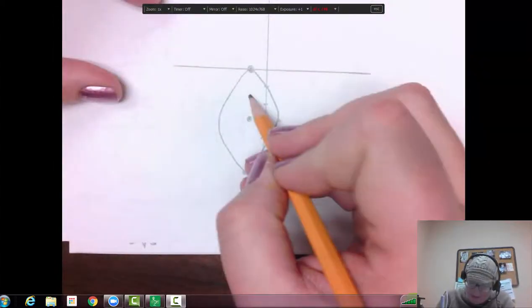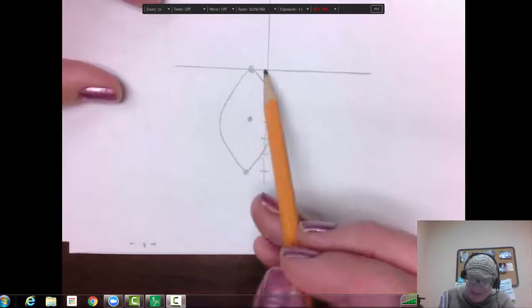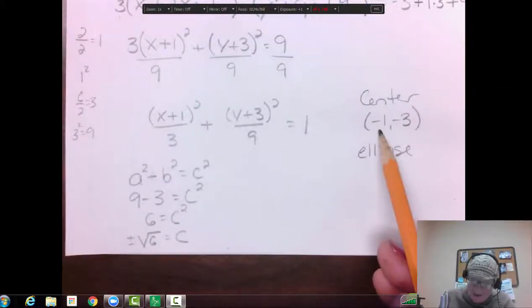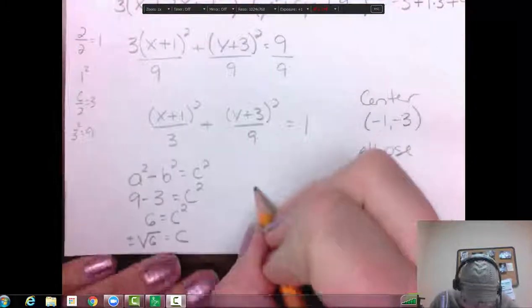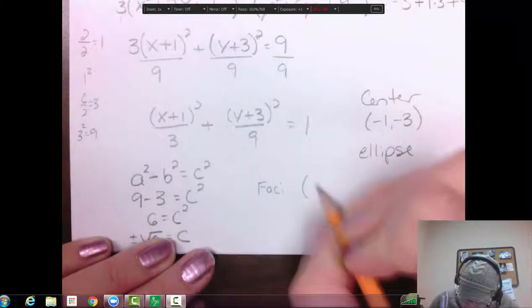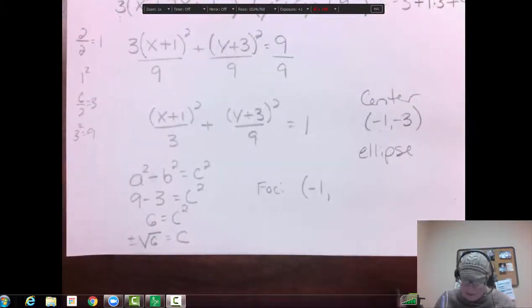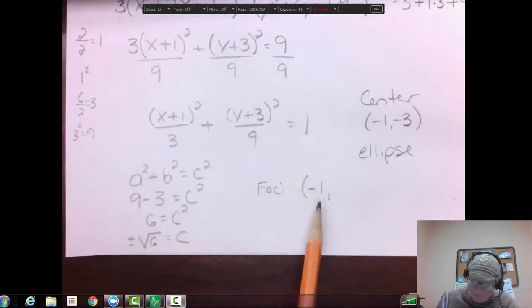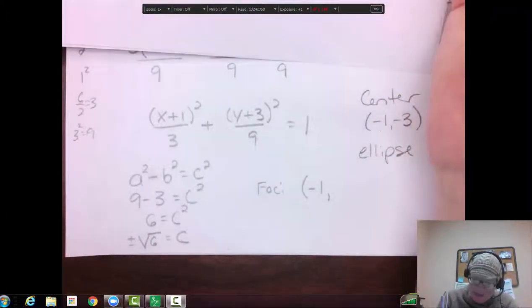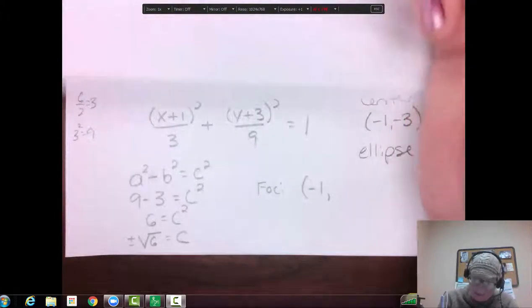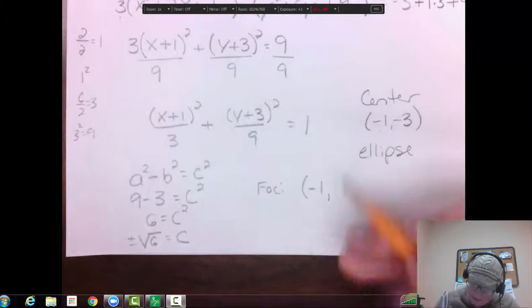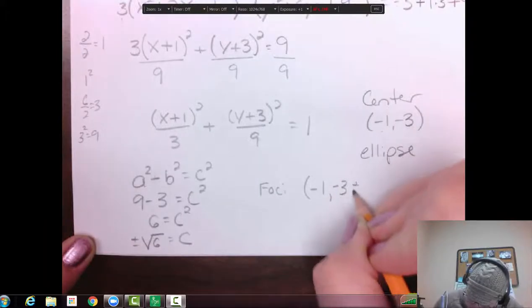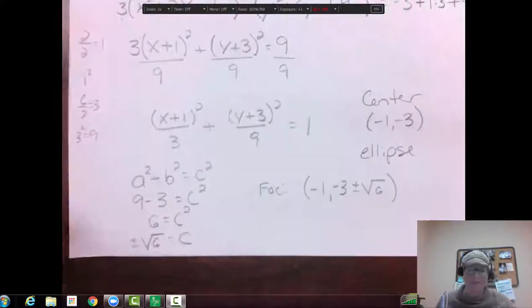So we know the focus is going to have to be here or here. So we know the x value is going to have to stay the same as the center, which is at -1. So that's a little bit tricky, but the foci are going to be at the point -1, and then what we do is we take that center y value, and it's the y because we are dealing with a vertical ellipse. So we would take that -3 from the center, and we add or subtract the square root of 6. And that's how I find the focus.